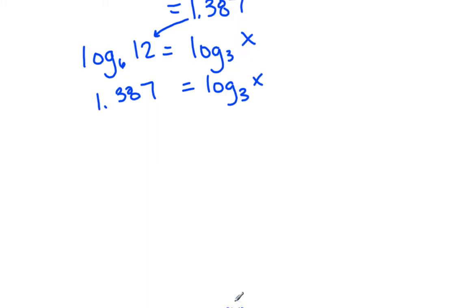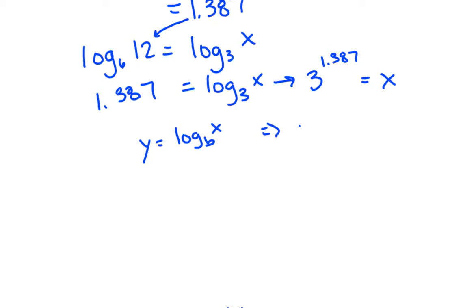And based upon the properties of logs, we know that this is the same as 3 to the 1.387 power is equal to x. Because of this, y equals log b of x, I wrote that down wrong. This would be the x and this is the y.